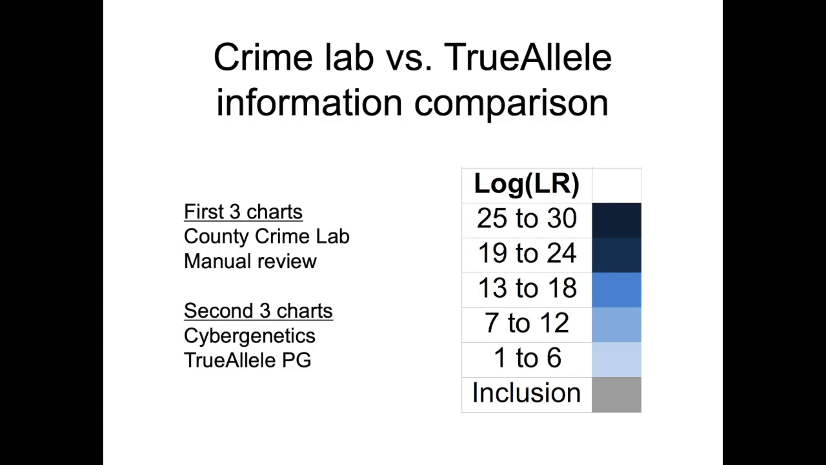The legend on the right shows the degrees of match association. At the bottom in gray is just inclusion, and then proceeding in groups of 6 orders of magnitude, we have a range that goes from 1 to 6 log units of likelihood ratio, then up to 12, 18, 24, and 30. These correspond to numbers like 1,000,000, 1,000,000,000,000, and so on.